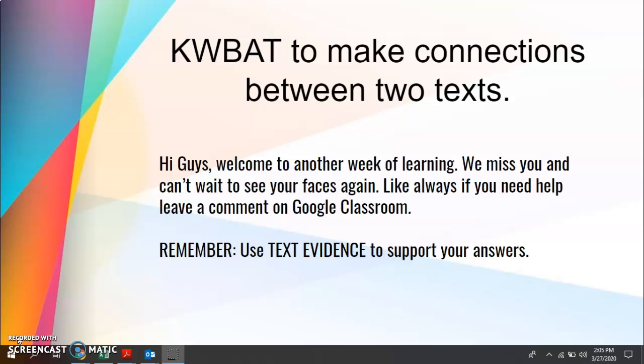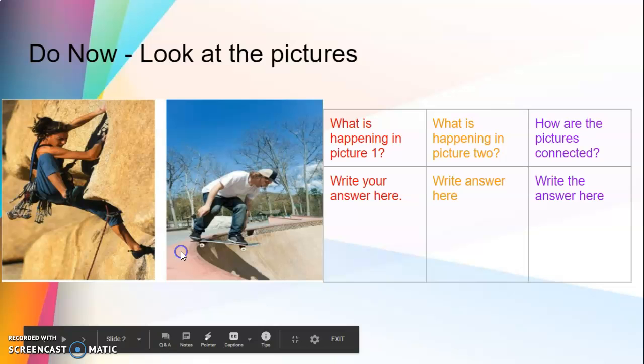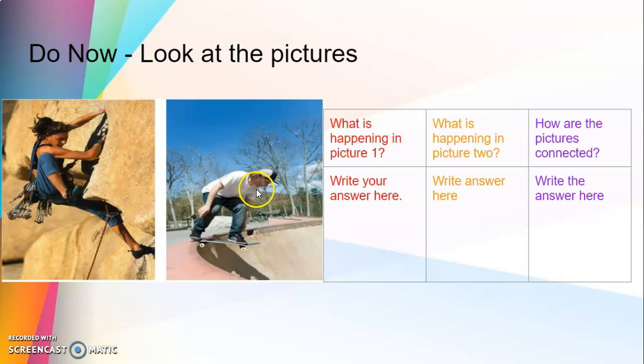So the first activity I want you to do is your do now. And your do now says look at the pictures. So this is picture 1 and this is picture 2. And it says what is happening in picture 1, write your answer here. What is happening in picture 2, write your answer here. And how are the pictures connected, and you're writing your answer here.